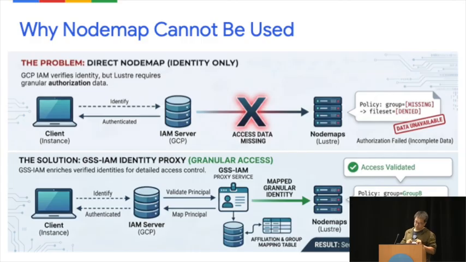Our solution is to use this GSS IAM. We send the request to the IAM server. The IAM server will authenticate whether you can access the resource, then give you a user principal or something. Then you use this principal to create a dynamic nodemap, and then use the existing nodemap to do the whole security. I will explain that in the following pages.